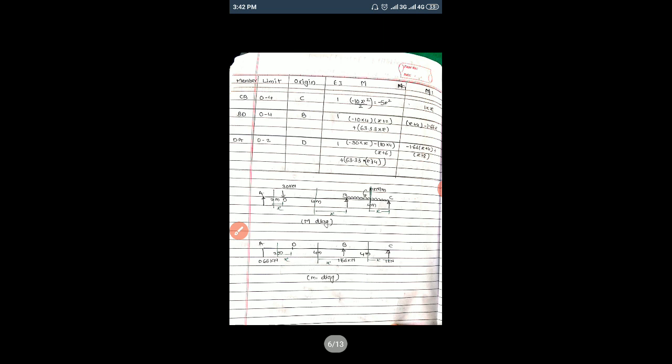Okay, so we have these two diagrams, and here we are going to cut the sections at particular spans like this. Like this we are going to cut the sections and separate each span, and then we are going to find this capital M value, that is the moment value.